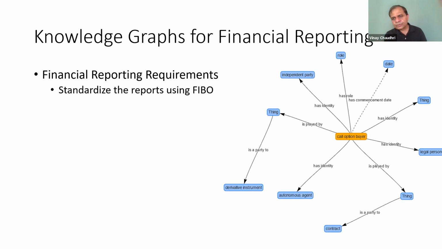On this slide, I'm showing you a snapshot from FIBO. And in this snapshot, they are giving the semantics or the definition of a call option buyer. And they're defining that a call option buyer could be either an autonomous agent, or an independent party, or a legal person. Exactly the kind of domain and range constraints that I was describing in the taxonomic reasoning portion of the presentation.